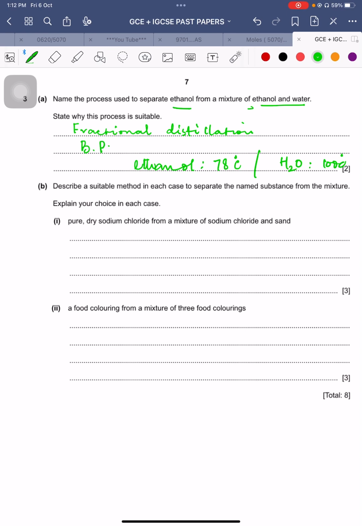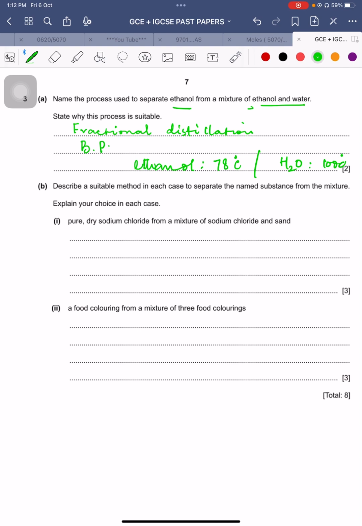Then describe a suitable method in each case to separate the named substances from the mixture. Explain your choice in each case. Pure, dry sodium chloride from a mixture of sodium chloride and sand.